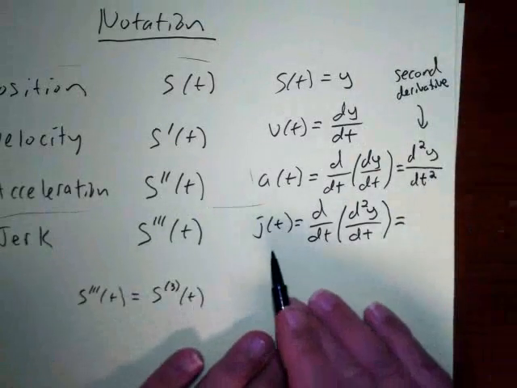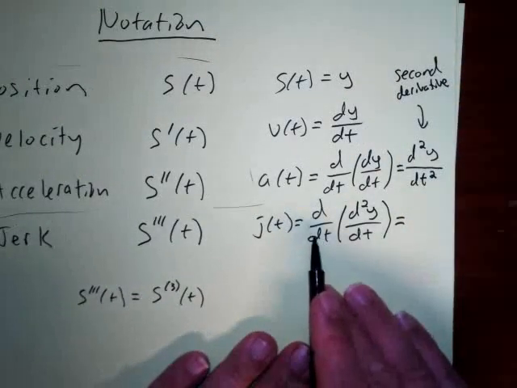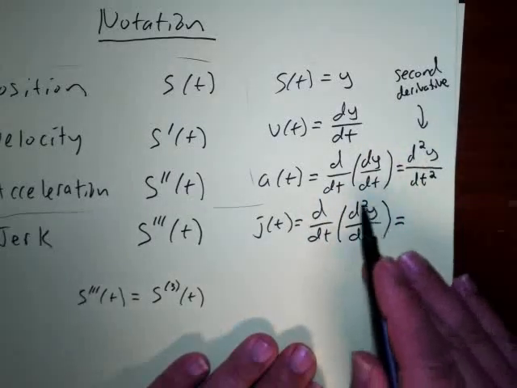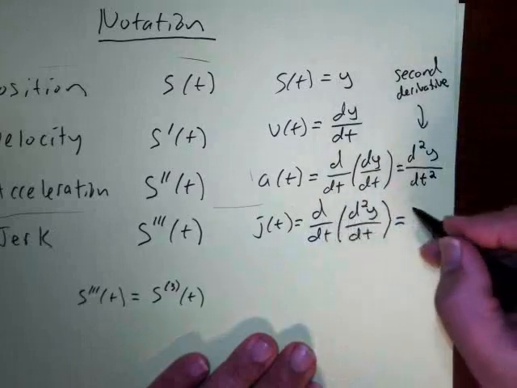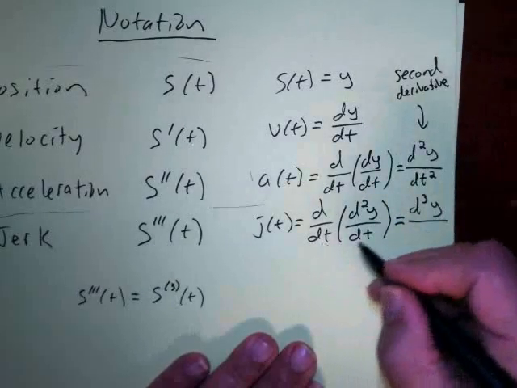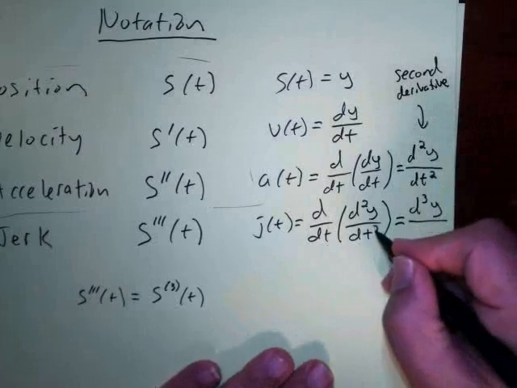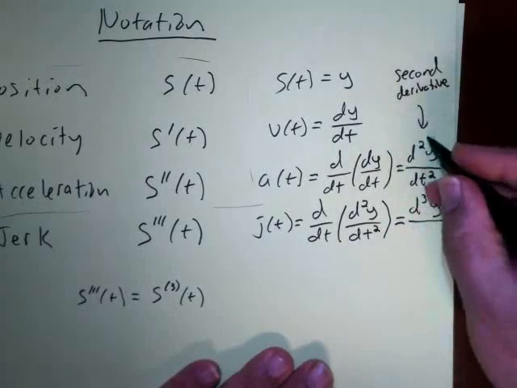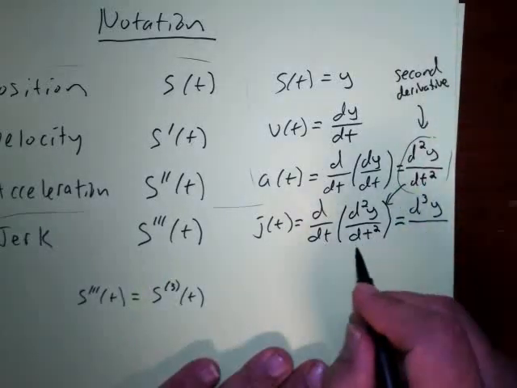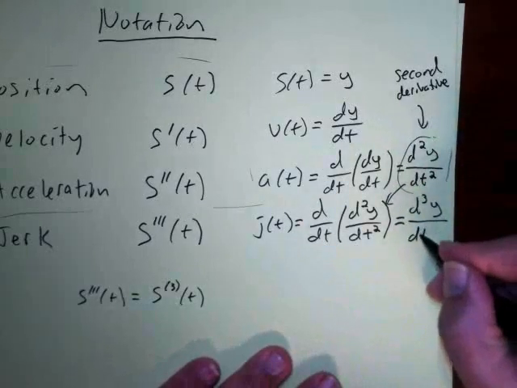So similarly here, the jerk is the derivative of the second derivative. So d dt of the second derivative. And so if I multiply these across, I get d cubed y over, oh, sorry, and this should be squared here, because I'm putting this into there. So that's a squared. So dt times dt squared is dt cubed.